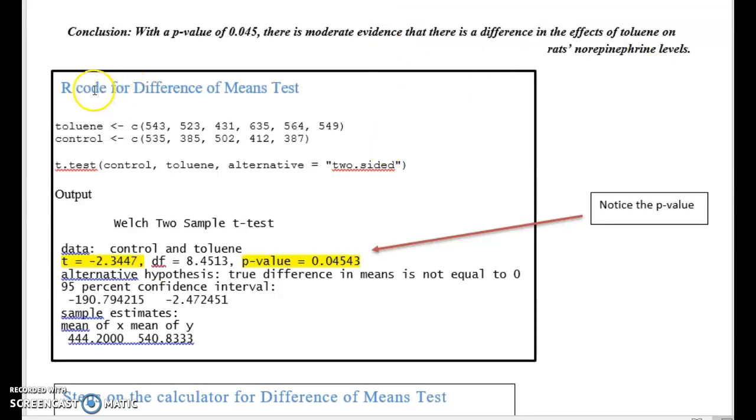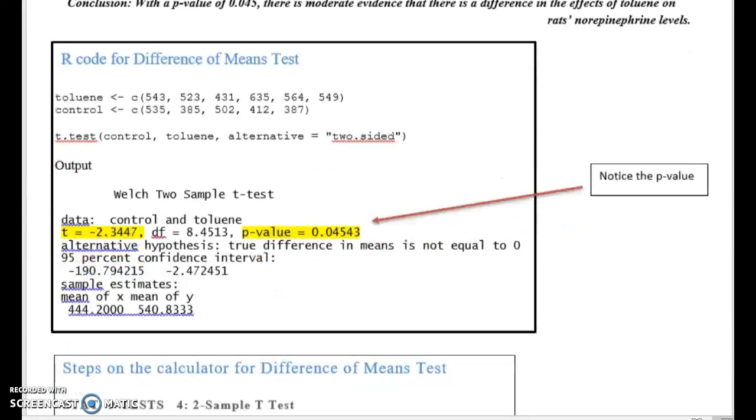And here's your R code. You put in the data as a vector for toluene and the data as a vector for control. The command is simple. It's t.test. And the order of these two does not matter, control, comma, toluene, or toluene, comma, control. The alternative is two-sided. That is the default, so if you didn't put that in at all, it would already default to that. But you can see here's your p-value, and here's your t-test statistic.